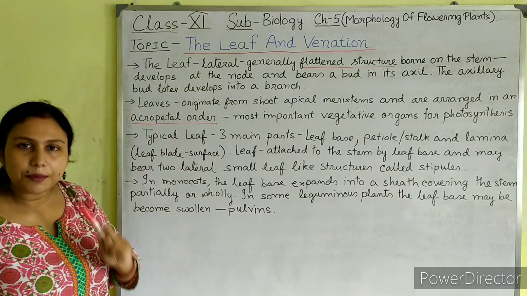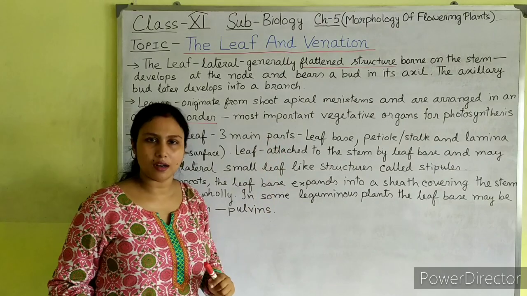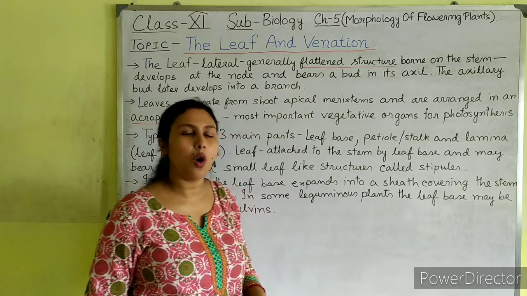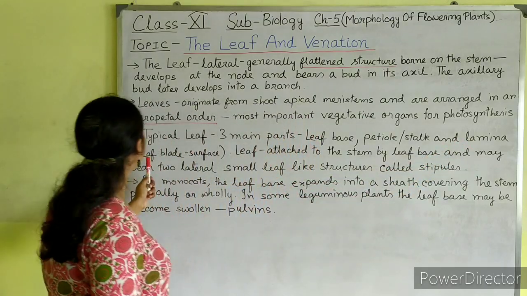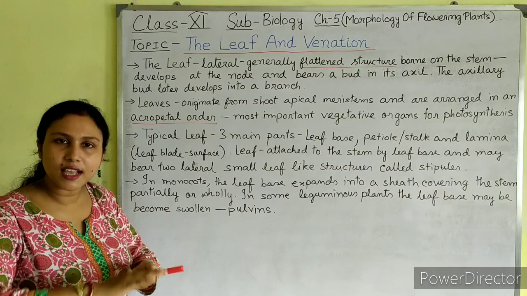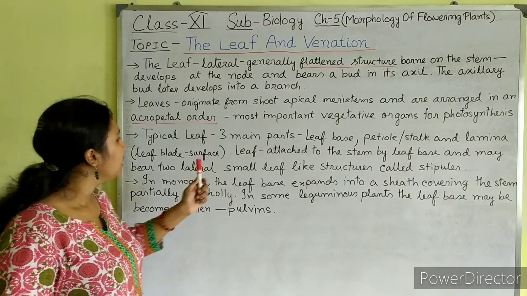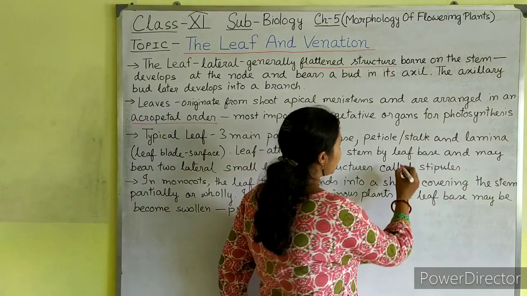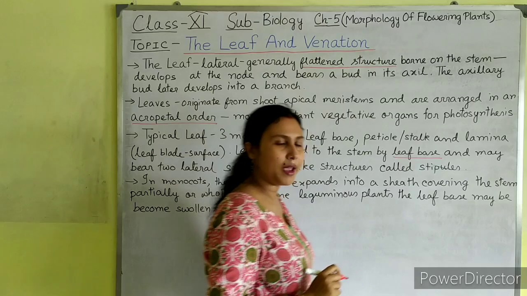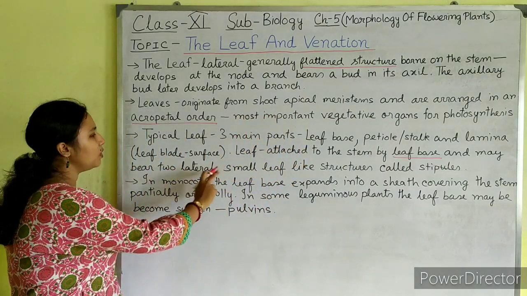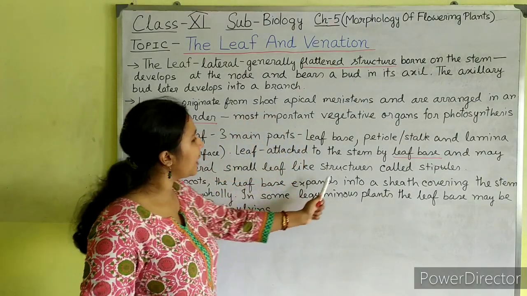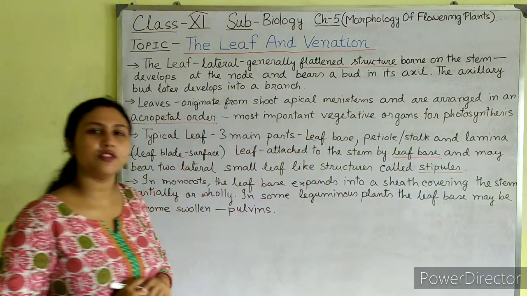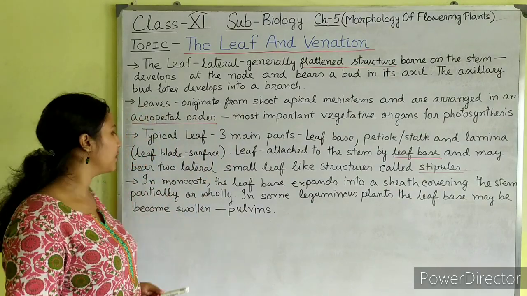A typical leaf has three main parts, that is the leaf base, the petiole or the stalk, and lamina or leaf blade, that is the surface of the leaf. The leaf is attached to the stem by leaf base and may bear two lateral small leaf-like structures called stipules.